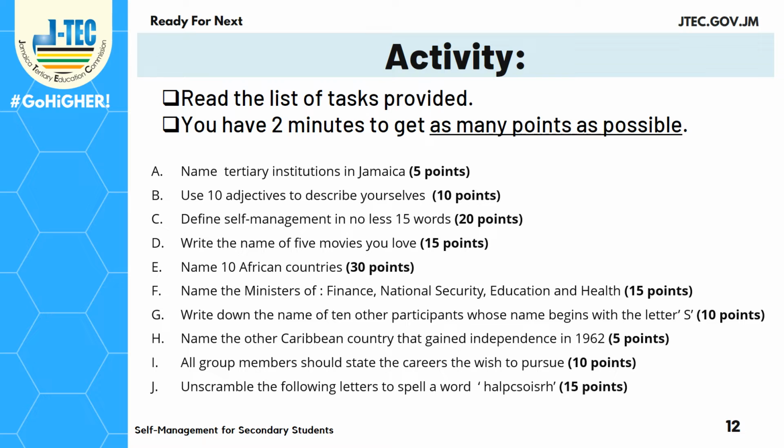I. All group members should state the careers they wish to pursue, 10 points. J. Unscramble the following letters to spell a word: HALPCSOISRH, 15 points.